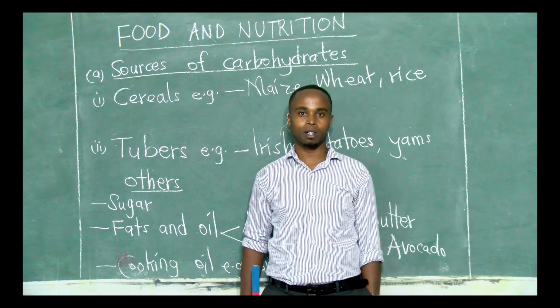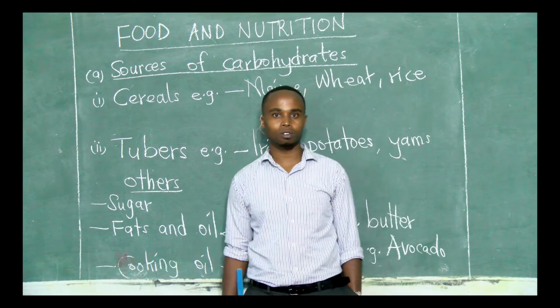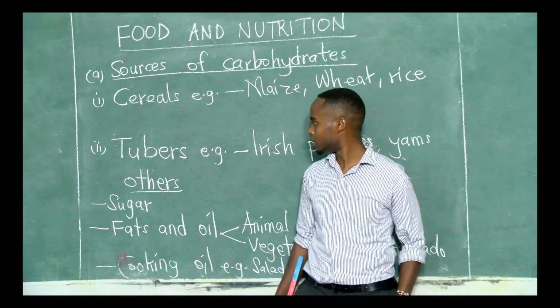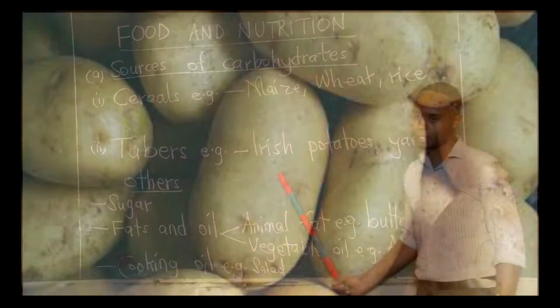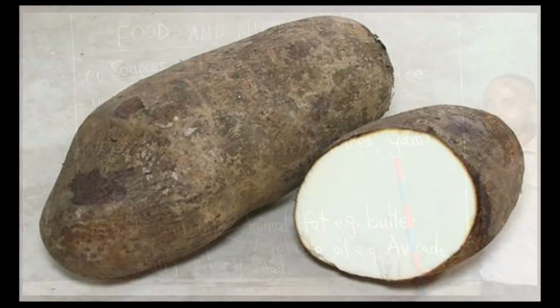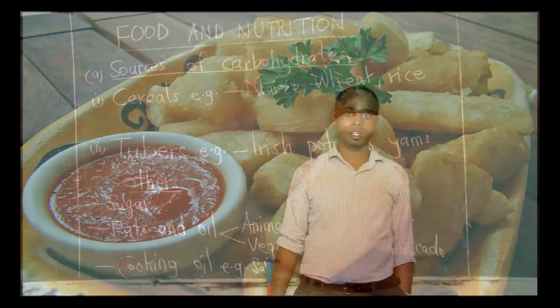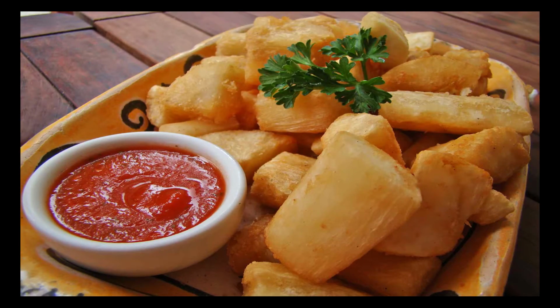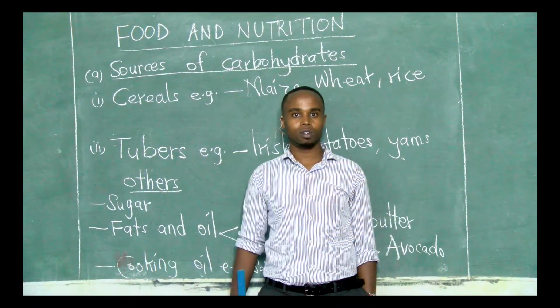Good. Then the other types of crops that give us energy or carbohydrates are known as tubers. We talked about tubers. Remind me some examples of tubers. Yes, we have Irish potatoes, Irish potatoes. We have yams, and we also talked about things like cassava, arrowroots, sweet potatoes, and many other types of tubers.